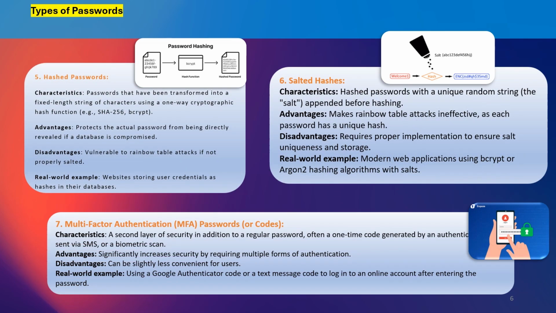Other types of passwords. Other password types include passphrases, which are longer and easier to remember, and default passwords, which come preset by manufacturers and should be changed immediately. Hashed passwords add an extra layer of security by transforming passwords into an unreadable format, while salted hashes add unique strings to prevent rainbow table attacks.